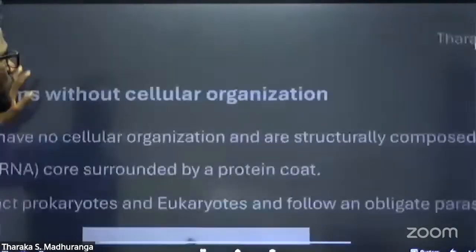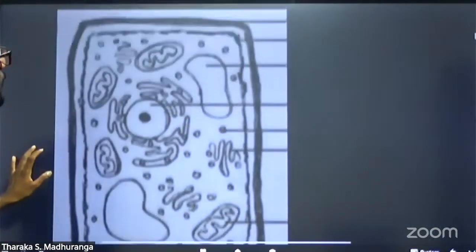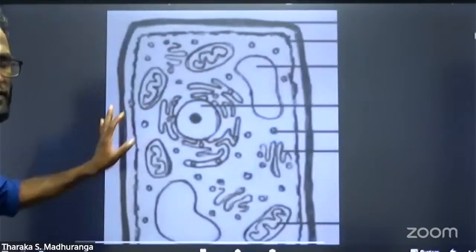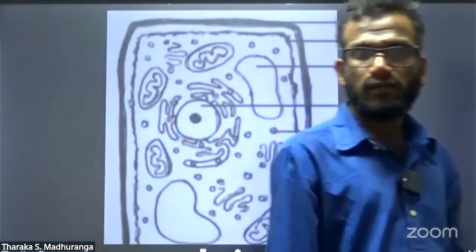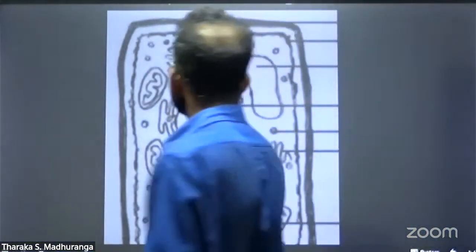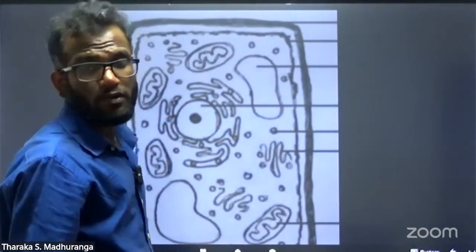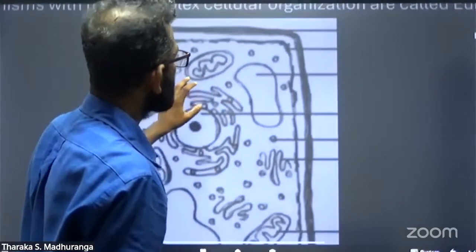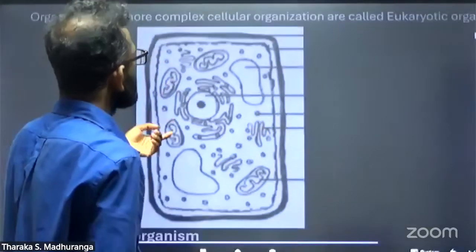If you go to eukaryotic cells, you can see many organelles. The structure is very complex. This is a eukaryotic cell, actually the plant cell. Okay, what is this outer layer on the plant cell?